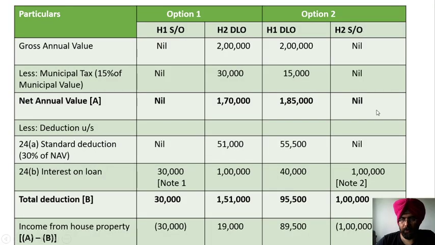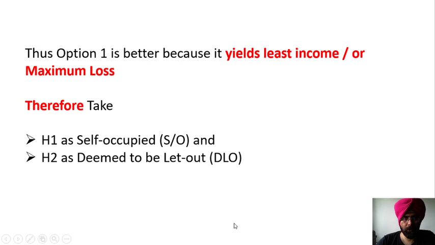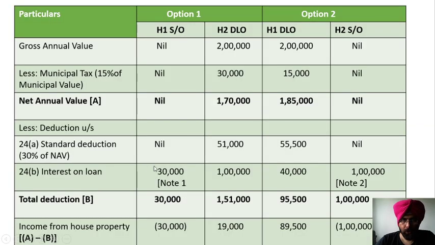So in house 2 there is a loss, and in house 1 there is an income. In option number 1, house 1 is a loss and house 2 is an income. So option 1 is better because it yields the least income or maximum loss. Therefore, take house 1 as self-occupied and house 2 as deemed to be let out. Option 1 is better because here the loss is more. In option number 2 the loss is less.